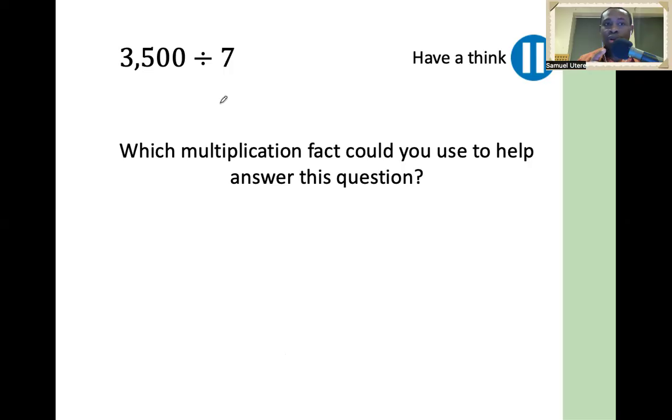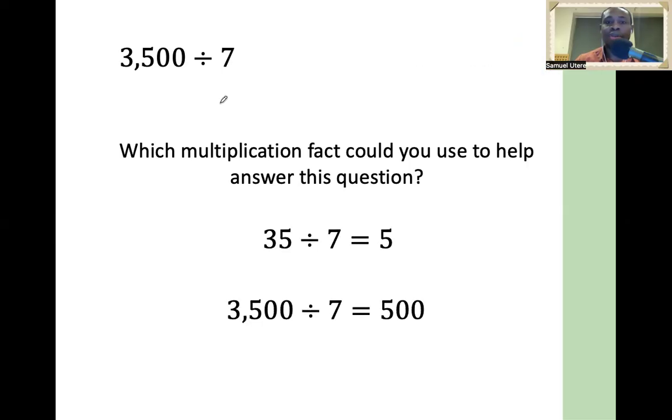But here you have 3,500. So 3,500 is 100 times bigger than 35. So it means your answer will be 100 times bigger. So it's like doing 35 divided by 7, and then you times that answer by 100.